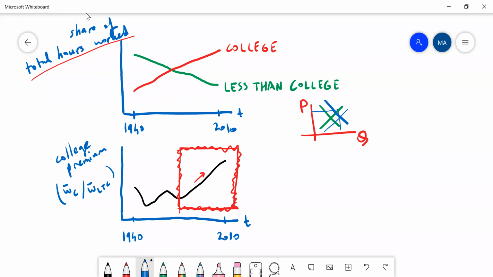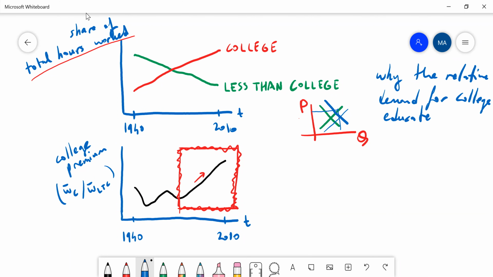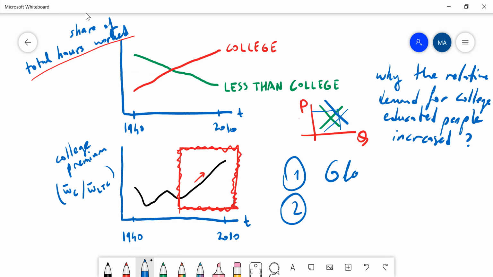So the question becomes, why did the relative demand for college-educated people increase? Why did the relative demand for college-educated people increase? Okay, and there are two big reasons. One is globalization, and the other is skill-biased technological change.